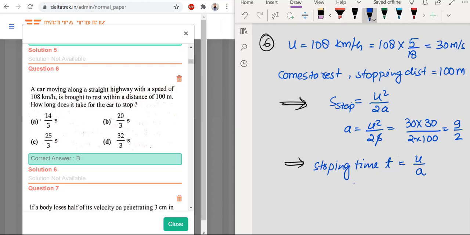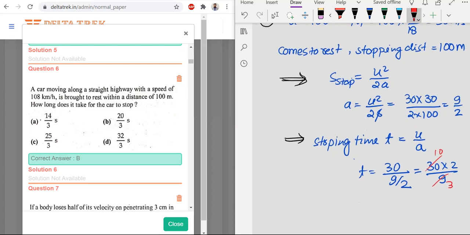In the exam it matters that you solve the question a bit fast. So u is 30, a is how much? It is 9 by 2. As I explained earlier, if a number is divided by a fraction, the denominator will move up. So it will be 30 into 2 divided by 9. If I solve it, let's divide it by this, so it will be 10 into 2, that is 20 by 3. So that's how we can calculate the time also.